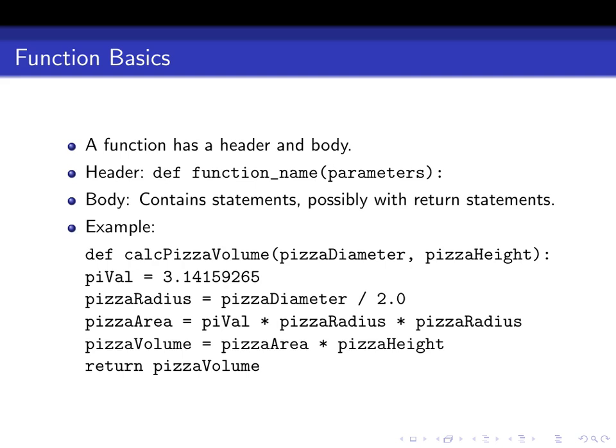Let's begin with function basics. Functions in Python consist of a header, where you define the function name and its parameters, and a body, which includes the statements that execute the function's logic. Here, we see an example of defining a function to calculate the volume of a pizza using diameter and height.